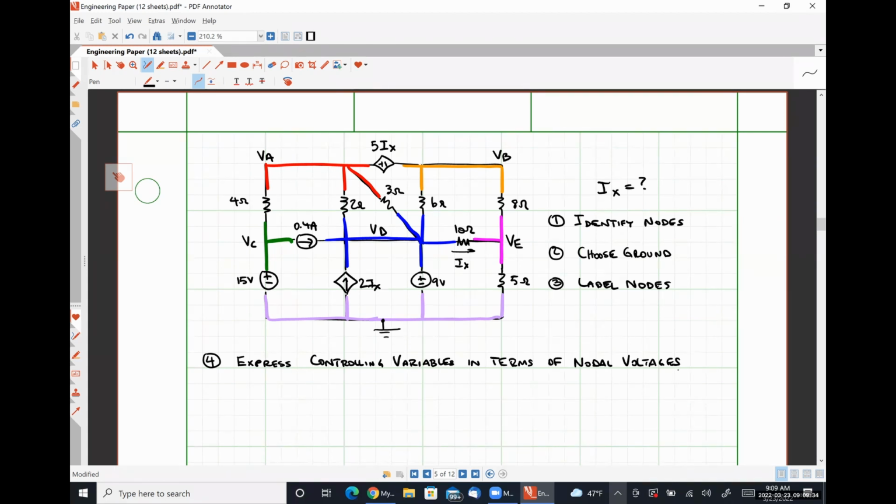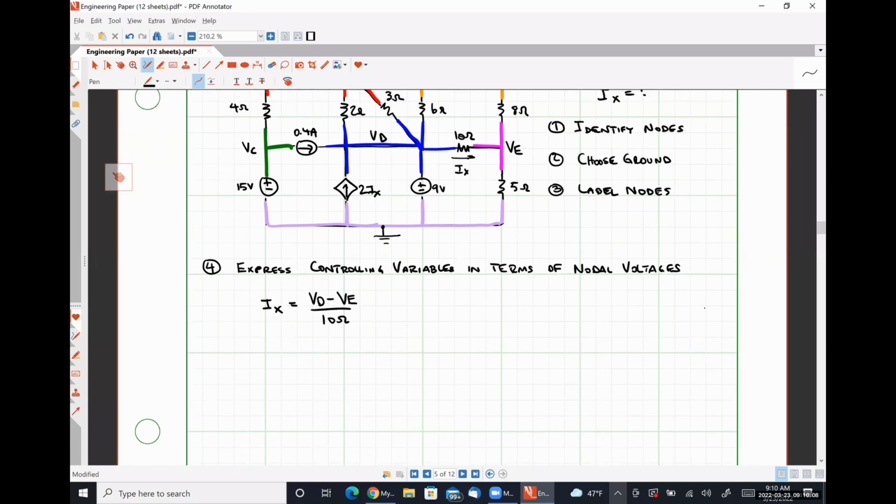So in that case, that would be expressing the current Ix in terms of our nodal voltages. Who wants to take a crack at that? Exactly right. VD minus VE over 10 ohms, 100%. Both of our dependent sources are controlled by that same variable, so we only need to write one equation here. So now we go on to step 5.